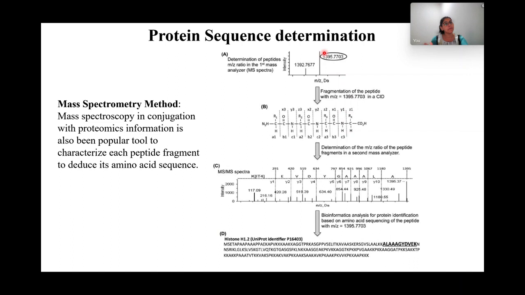So you then determine that, let's say you have these peptide fragments. Then you do bioinformatic analysis to identify the protein based on the amino acid sequence of the peptide with m by z 1395. So you have this kind of pattern. You try to see which kind of protein will have this kind of possible spectra given that you have fragmented it. So you use some bioinformatics and proteomics tools to identify the possible amino acid sequence, and then you try to see which kind of protein is possible. So that was all about what you do for protein identification.